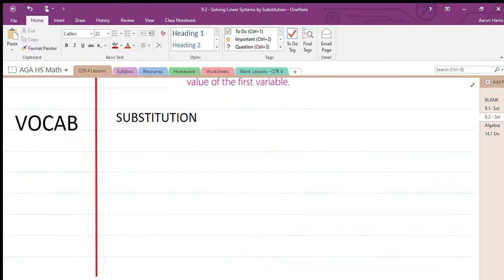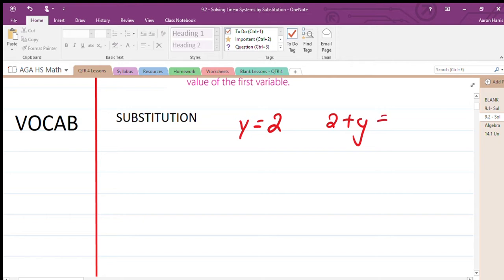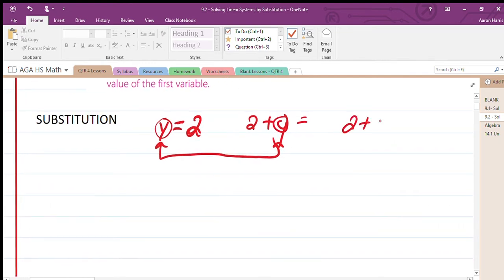Okay, so here's our vocab, substitution. Let's just go over this real quick. I want to make sure that we have a good mind frame. So let's say that y is equal to 2. And I give you something simple like 2 plus y is equal to what? Well, what would you do with this y? Well, y and y are exactly the same. Therefore, the y here and the y here have to be equal to what? 2. And what do you do when you substitute in? Use parentheses. So 2 plus 2 is equal to what?